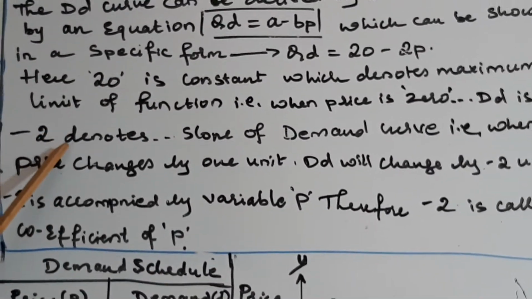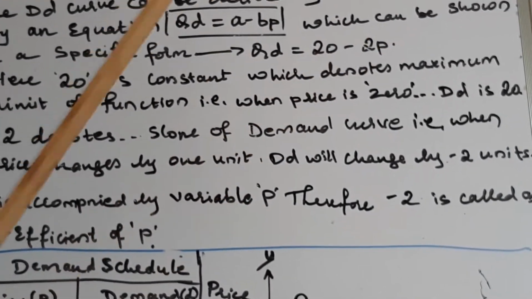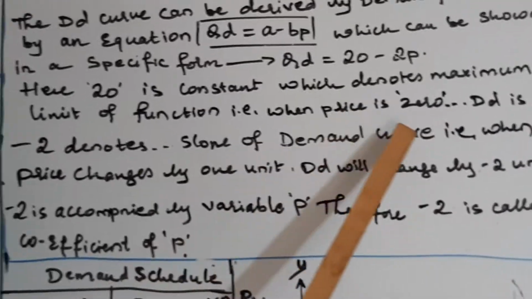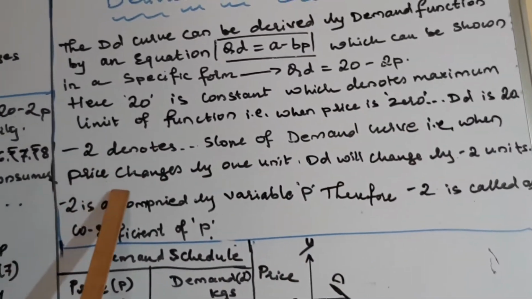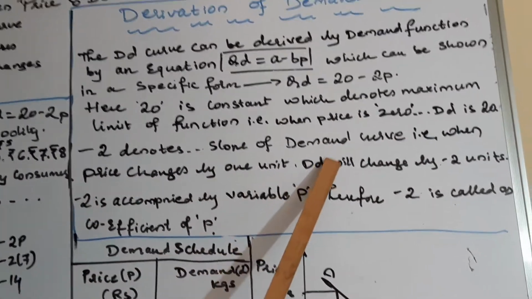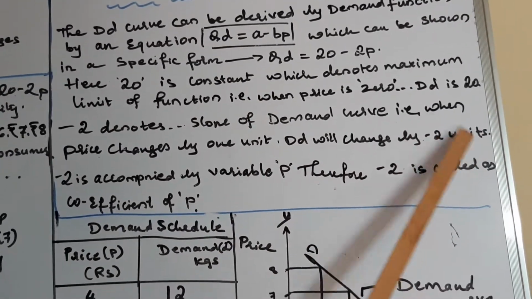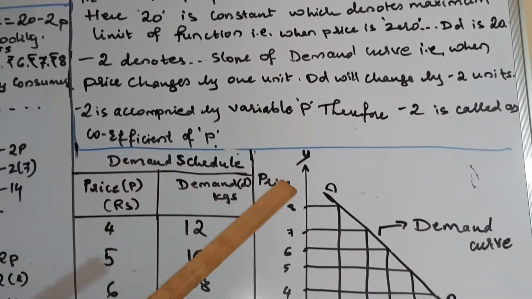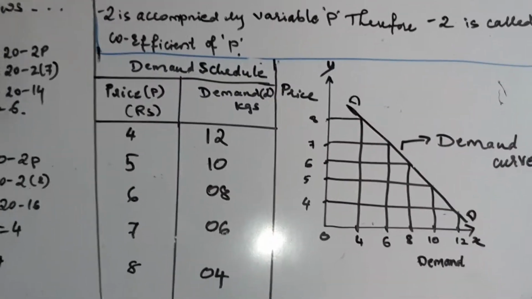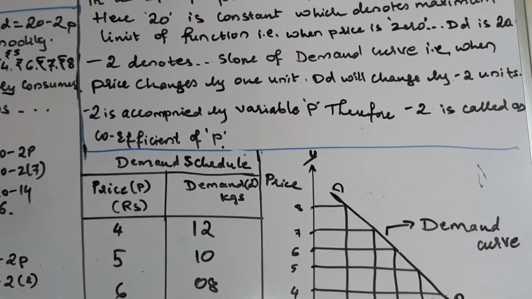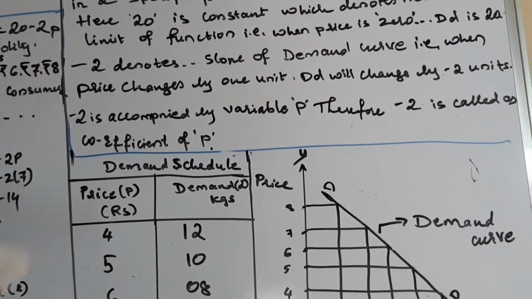Means when the price is nil, the demand is the highest. And here, this minus 2, what does it show? It denotes the slope of the demand curve, that is, when the price changes by 1 unit, the demand will change by minus 2 units. That is, when the price is 1, the demand will decrease, it will be less than 20.